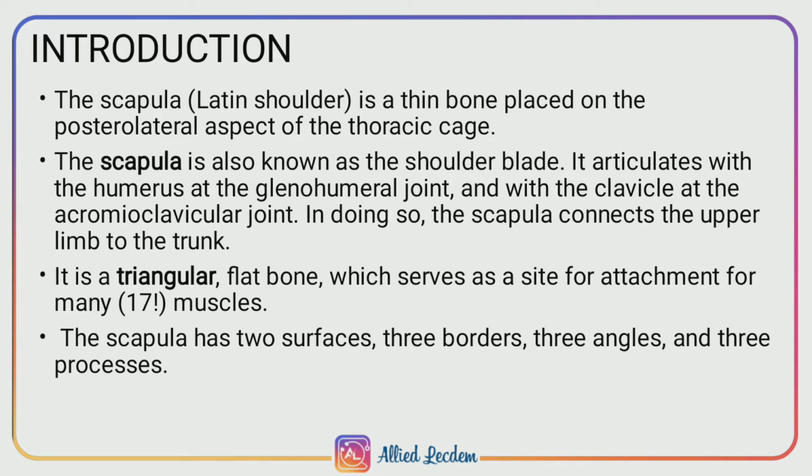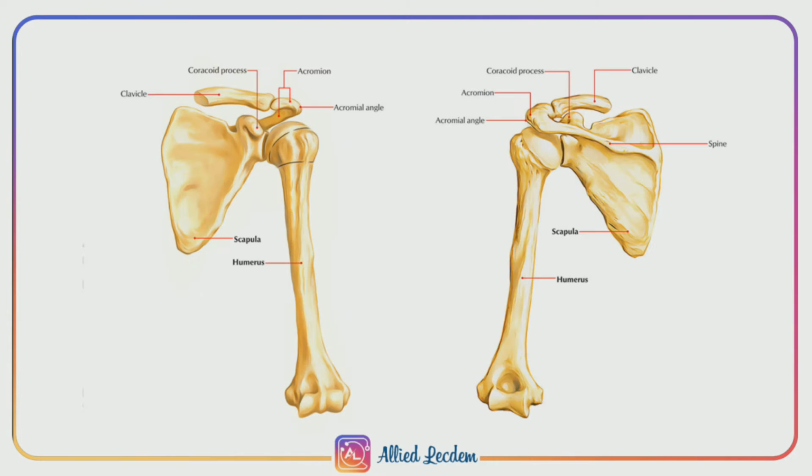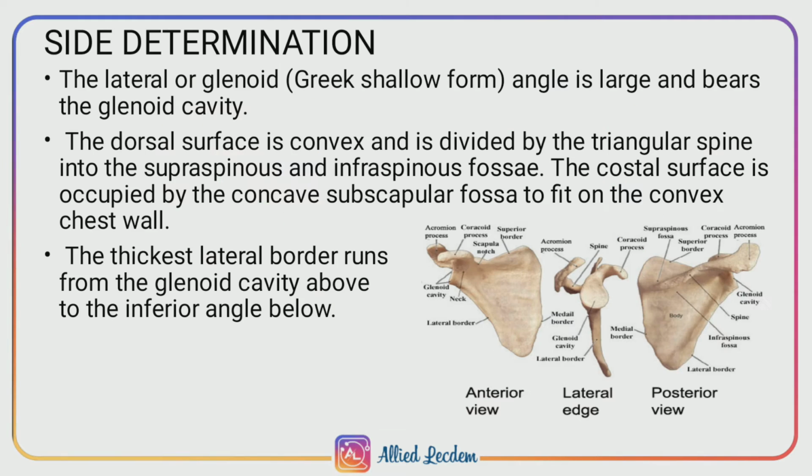So the scapula is nothing but the shoulder blade, which is a triangular flat bone which serves as a site for attachment of many muscles and connects the upper limb to the trunk. In this image, we could see the right and left scapula being attached with the humerus at the glenohumeral joint. Next is the side determination of the scapular bone.